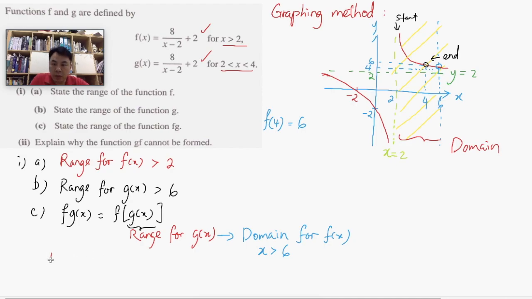Therefore the range for fg(x) in this case would be more than 2, less than 4. So you can write down fg(x) more than 2, less than 4. Now that will be the range. And then number 2, I think you can refer back to the previous sections for the reason why gf cannot be formed in this case. I hope that will be clear to everyone, and I hope that is useful to your understanding of functions in this case. Thank you very much.